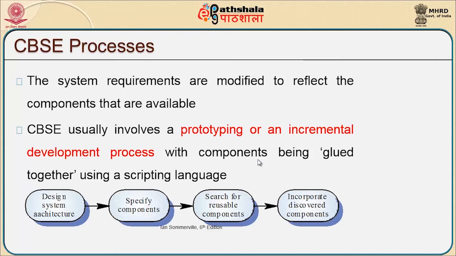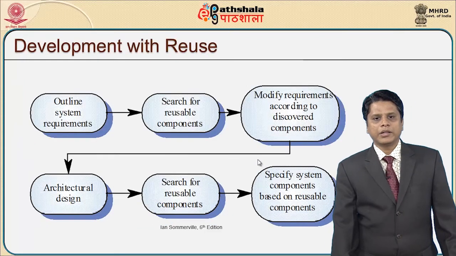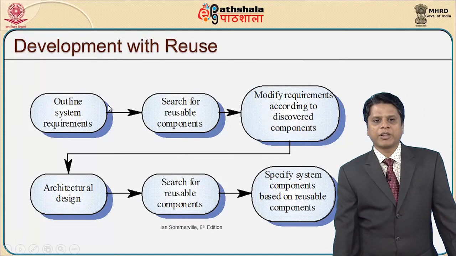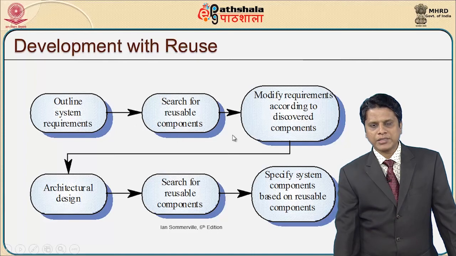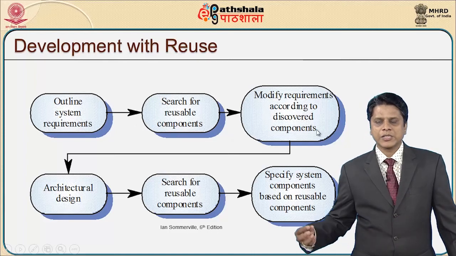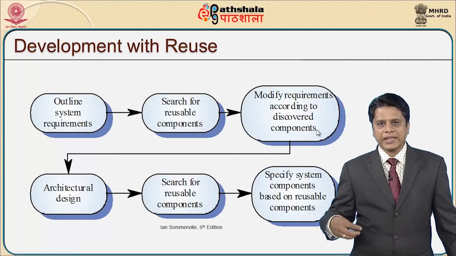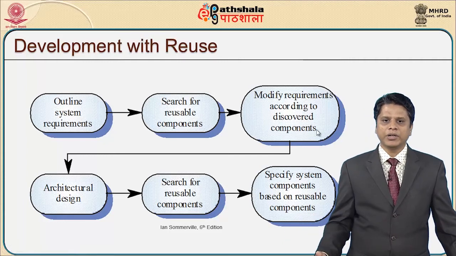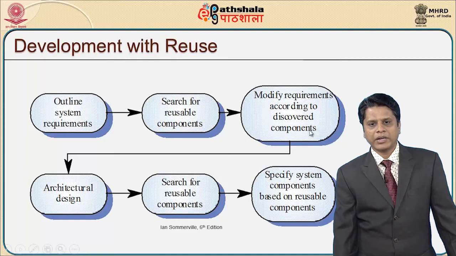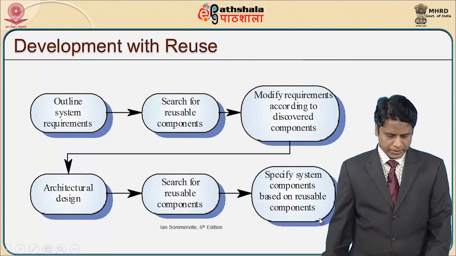discovered components. So this is a simple outline which shows development with reuse. Outline system requirements, search for reusable components, modify requirements according to the discovered components. Any specific requirement which requires slight modification of an existing component, then we may have to redefine the components. Then we construct an architectural diagram. We go for searching reusable components, and specify system components based on the reusable components.